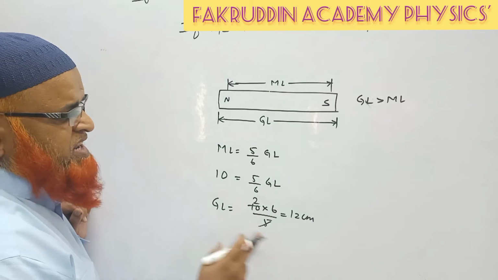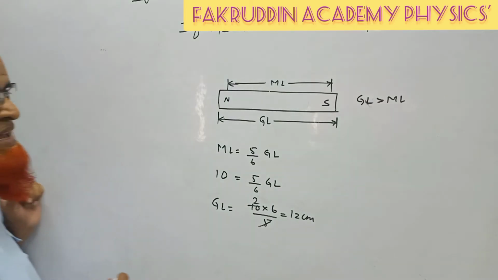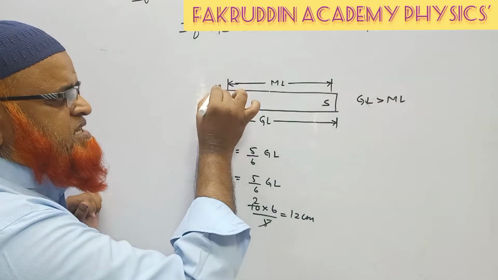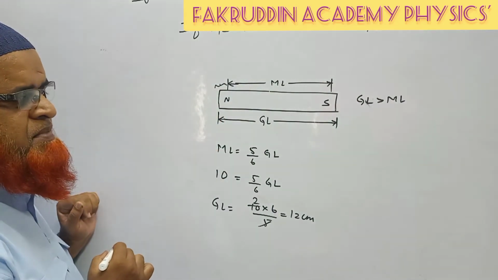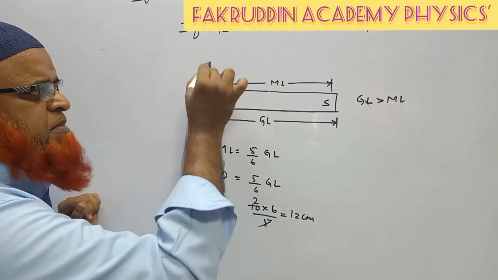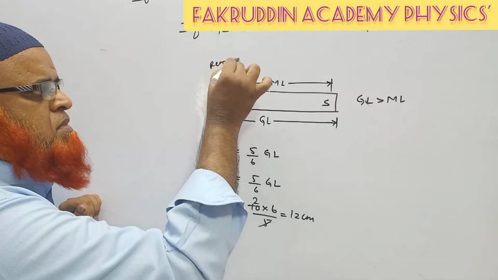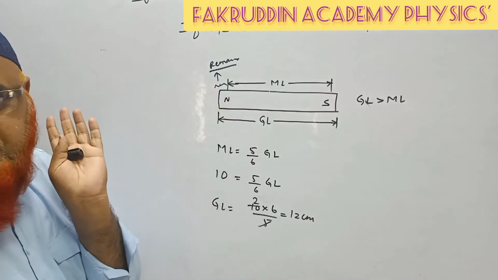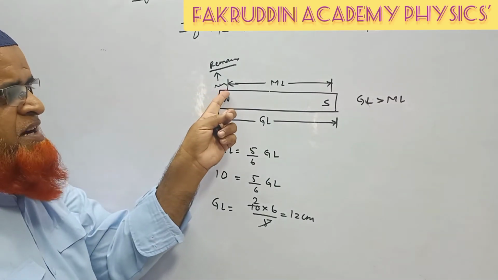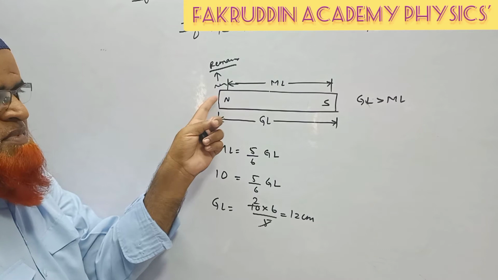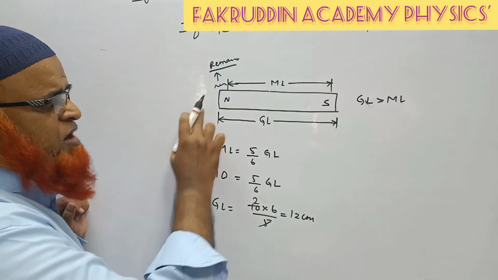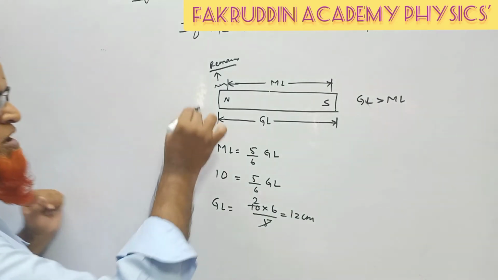Okay, so if it is the case, can you find out this distance? Yes, you have to find out the remaining distance now. How are you going to find out the remaining distance from the edge of the geometric length to the edge of the magnetic length? What is this distance? Can you find out this distance now? How are you going to find out that distance? I will tell you the formula for that.